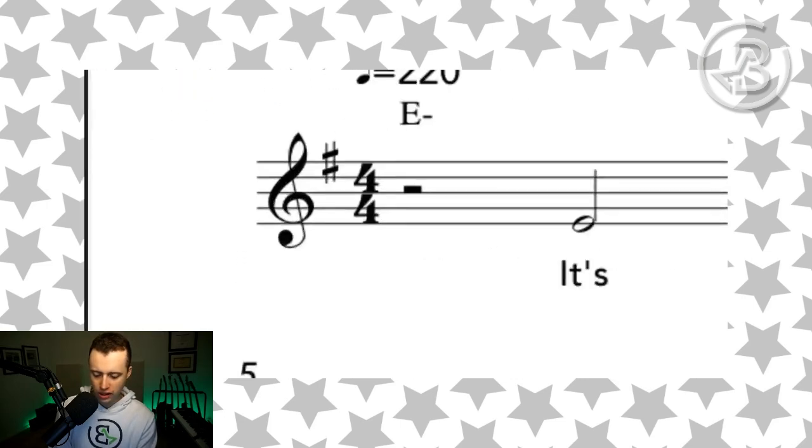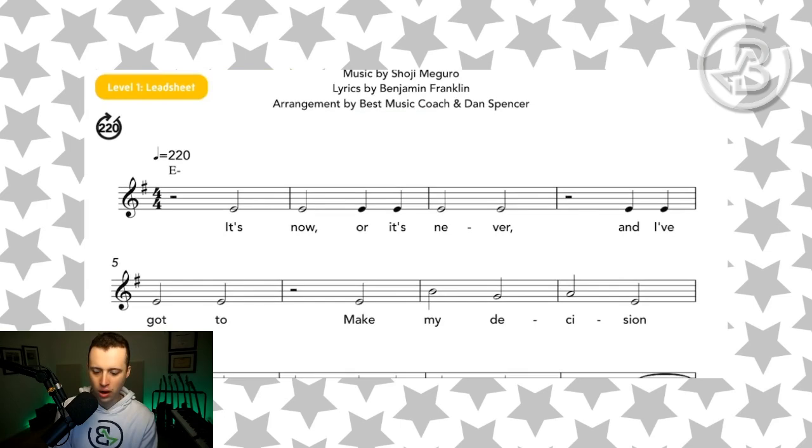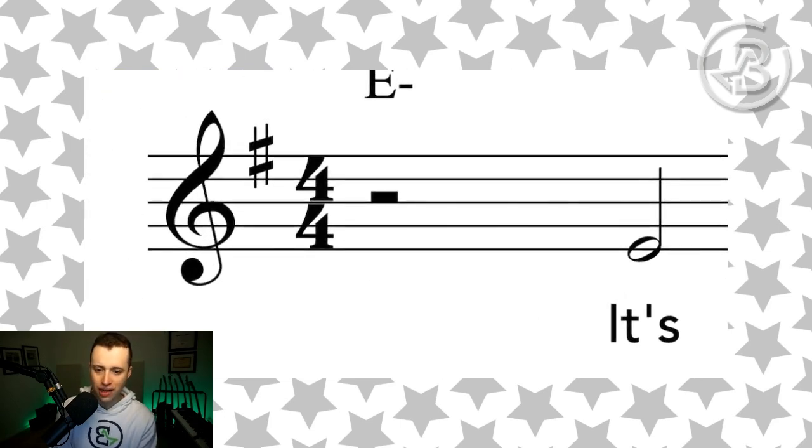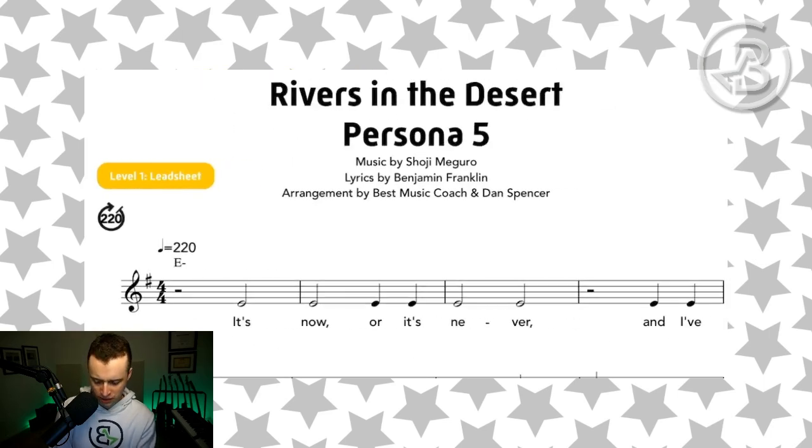So first, let's look at our key signature. We have 1 sharp on line 5. That means we're either going to be in the key of G major or E minor. So let's take a look. All right, our first chord is E minor.